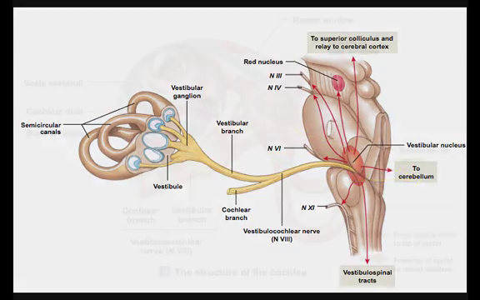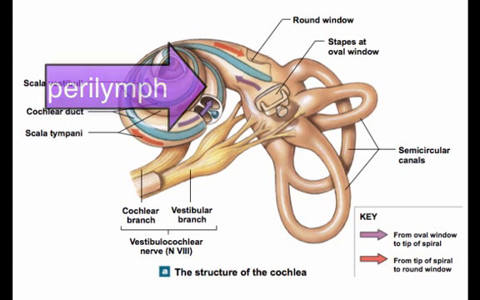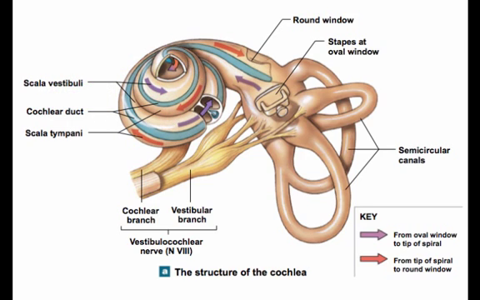The receptors for hearing are found in the cochlea. The cochlea is a spiral structure that is filled with a perilymph fluid. The cochlea has a membranous duct inside its bony labyrinth. This duct is called the cochlear duct. The cochlear duct divides the bony labyrinth into two ducts: the vestibular duct, known as the scala vestibuli, and the tympanic duct, known as the scala tympani.